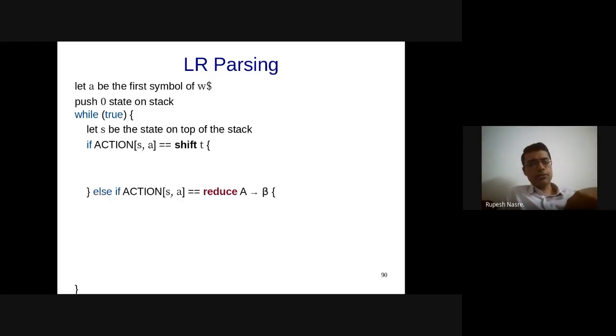Alternatively, another possibility is that in that state, on A, the action is reduce, which means that A appears in the lookahead of the left hand side non-terminal, and there is a reduction process, and that left hand side non-terminal is going to be capital A. Beta is an arbitrary string which is there on top of the stack at this stage. Or the action on $ is accept, then break, right?